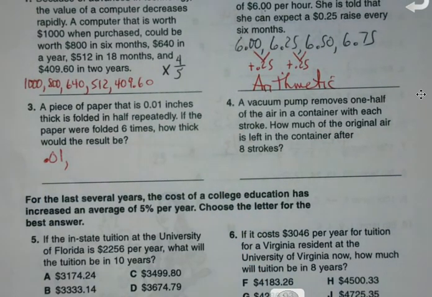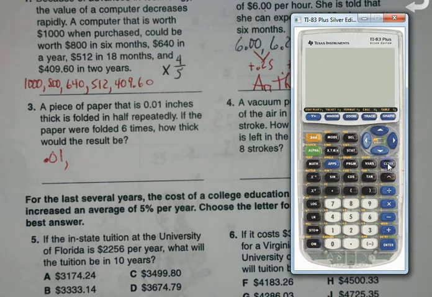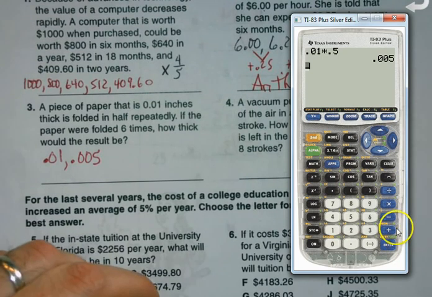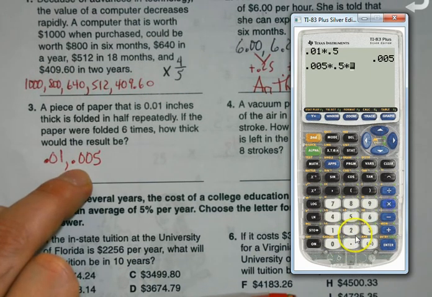Folded in half. How would I punch that into the calculator? What's a way of getting half of something? Okay, I can multiply by 0.5, and I had to do this 6 times. So that's 2, 3, 4. Wait a minute, I want to read this again.